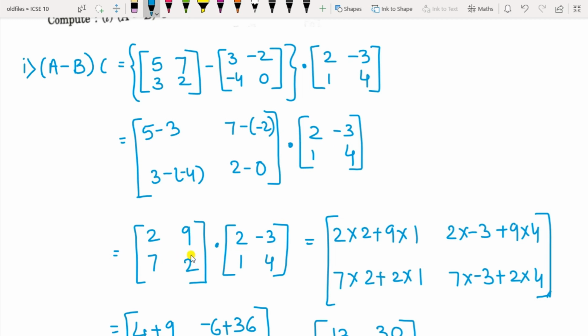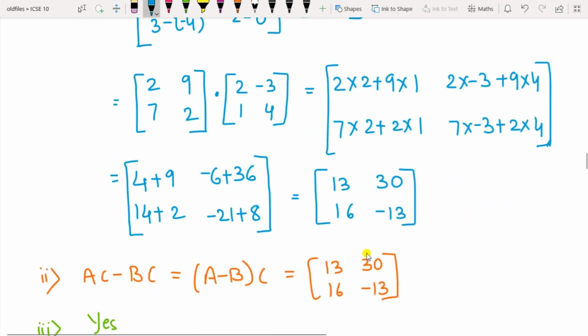Write it as it is and do the multiplication of these two matrices now. So you will get the answer as 13, 30, 16 and minus 13. Okay. So this is (A minus B) bracket C. So this is the value of the matrix: 13, 30, 16 and minus 13.